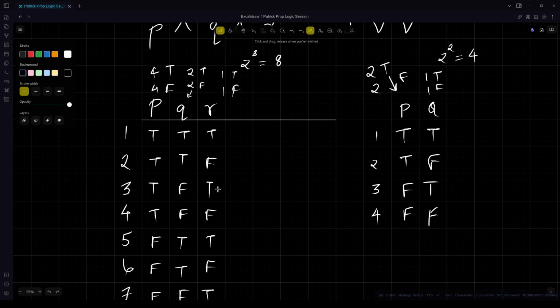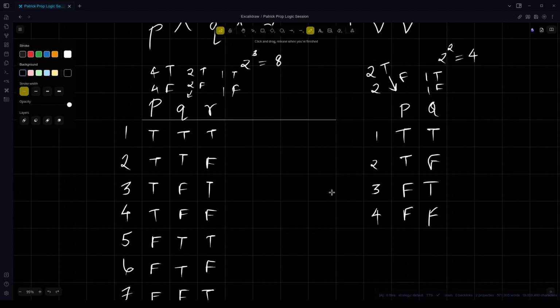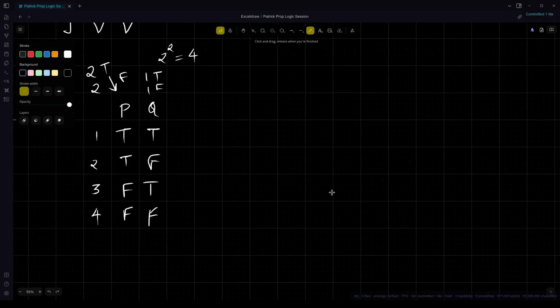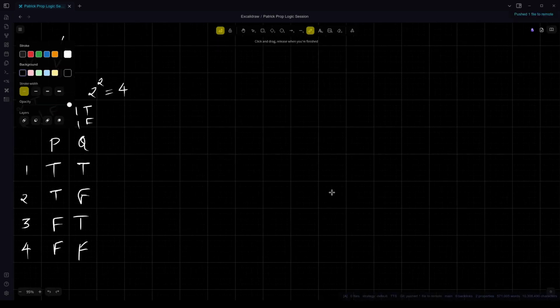So what do you think we'll do for 4 variables? Let's try for 4 variables. At some point this increases a lot. So it's 2 to the power of 4 this time, so 16. Let's say P, Q, R, and S, right?